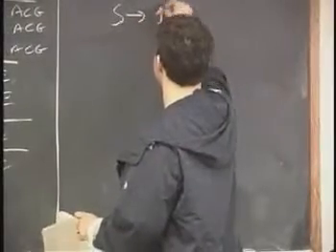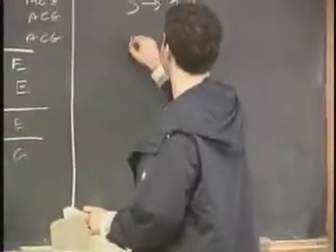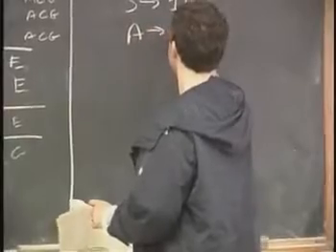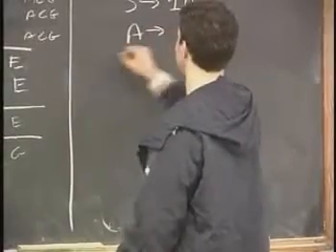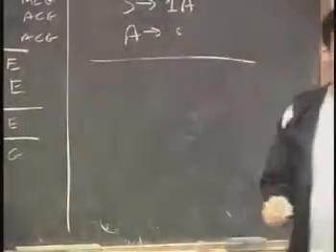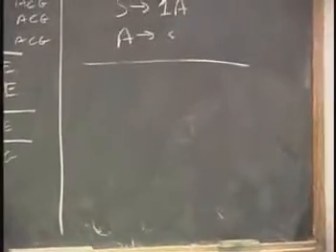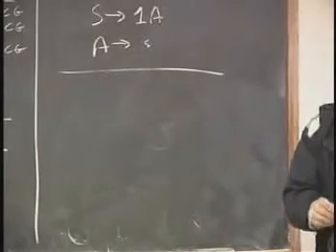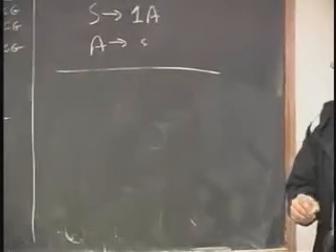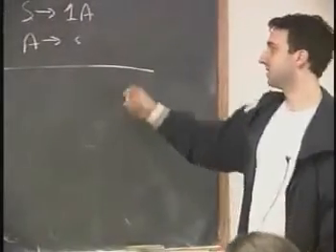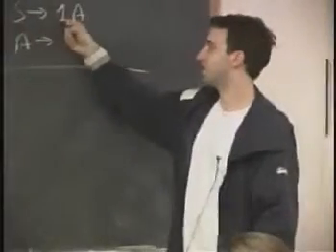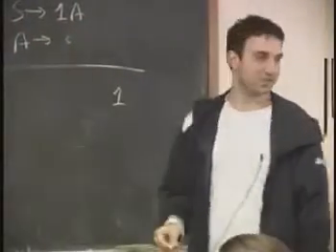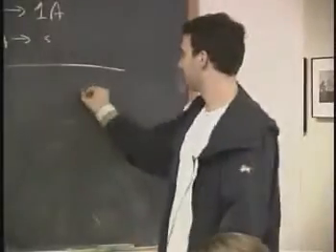So what if I have something like S goes to 1A, A goes to epsilon? What language does this represent? Can you give me a regular expression for what this is? It's just 1. Because if you follow the rules, you start here, drop a 1 and an A in there. A is only epsilon. It's just the language 1.